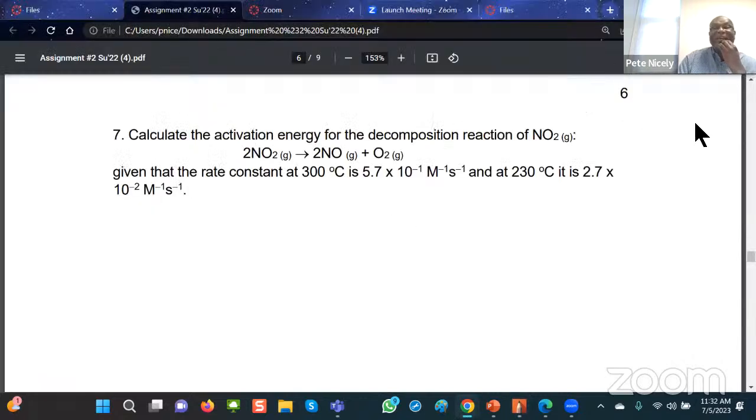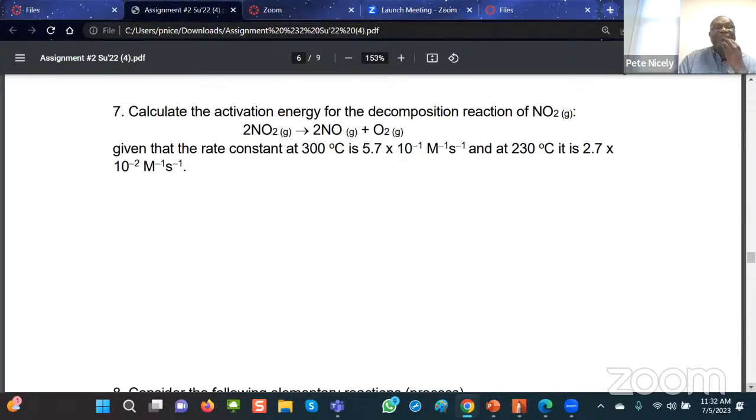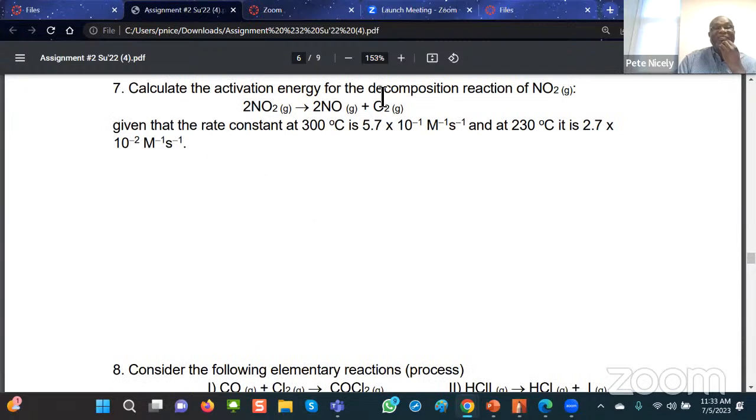And let me start by looking at this question here, which says, calculate the activation energy for the decomposition reaction of NO2. And it gives you the equation. It says that at 300 degrees Celsius, the rate constant is 5.7 times 10 to the minus 1, but at 230 degrees Celsius, the rate constant is 2.7 times 10 to the minus 2. So the question is asking you to calculate the activation energy.